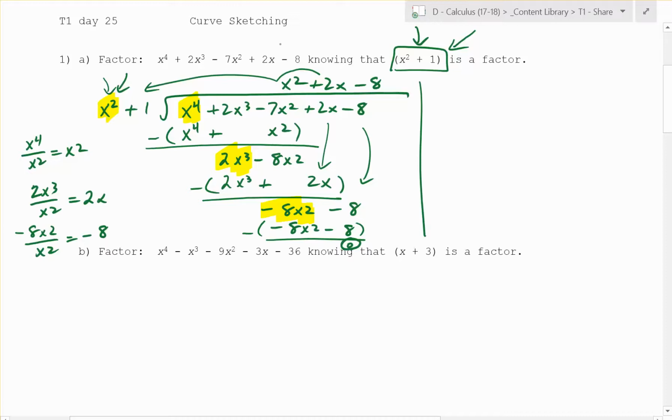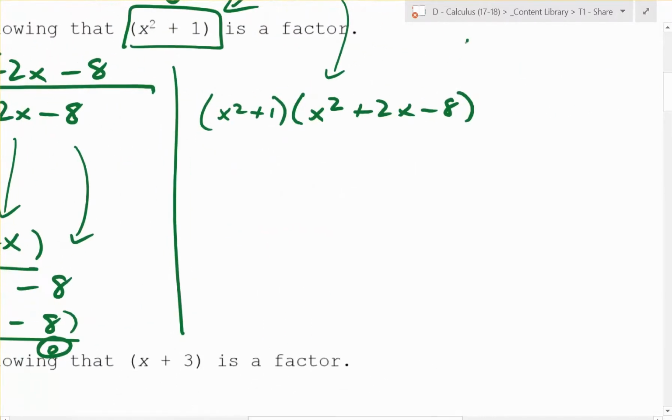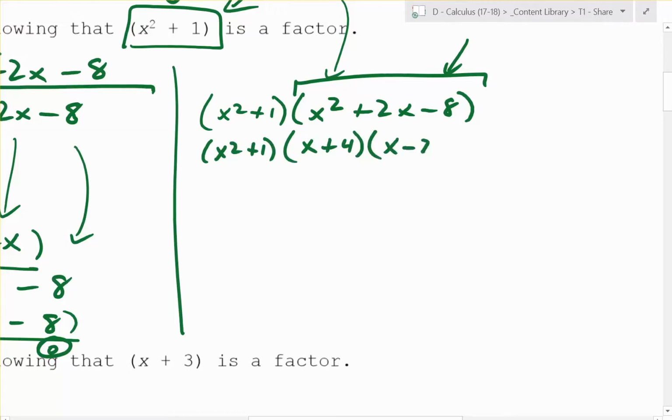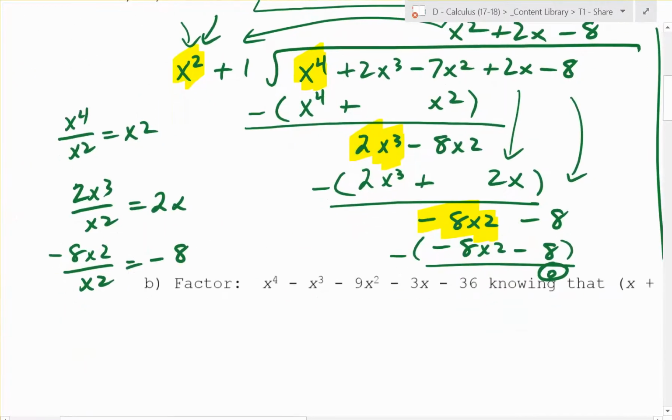So what does that tell us? It tells us that this polynomial turns into x squared plus 1, we know that's a factor, times our new quotient x squared plus 2x minus 8. So we're to here now. Polynomial long division gave us this term, but we're not done because we need to factor that term, and that's just a quadratic, and it's going to be x plus 4 times x minus 2. So now we have fully factored the original polynomial. The key term to remember is leading over leading.